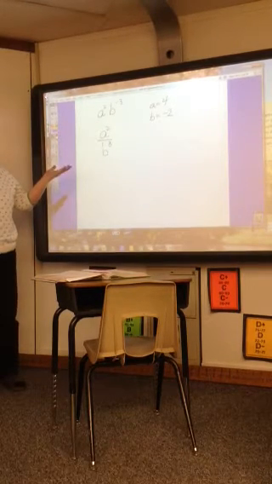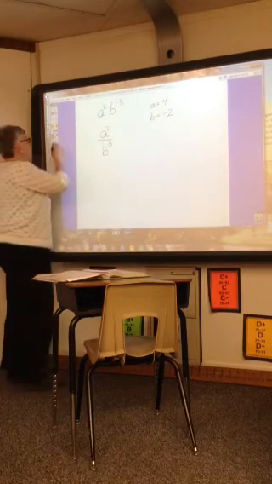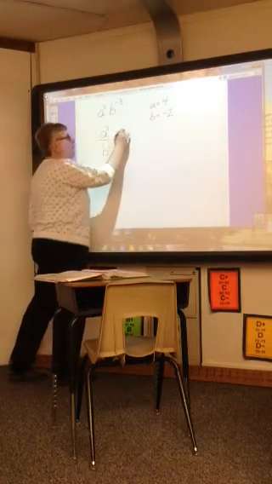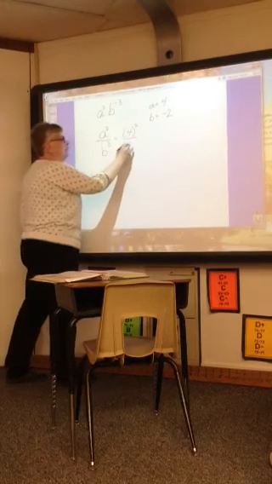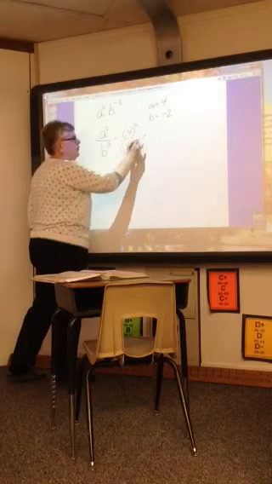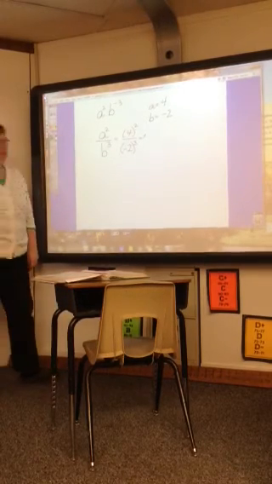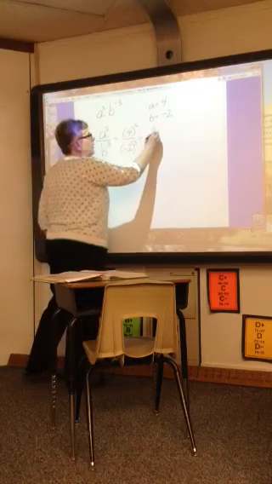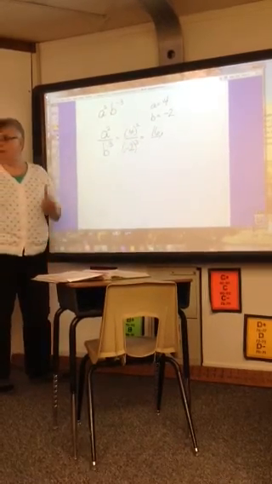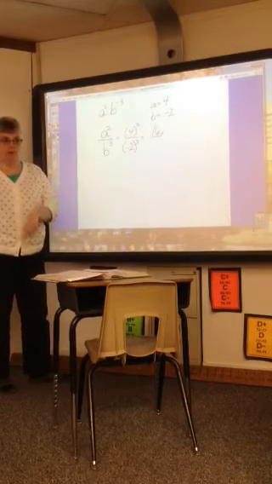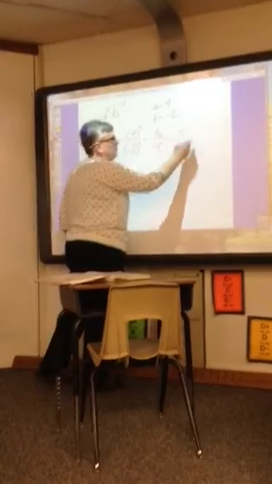Now, we need to substitute. So our numerator is now going to be, and our denominator is going to be, so, what do I have in the numerator? 16. What do you have in the denominator? -8, because a -2 times a -2 times a -2 would be a -8. And then I would reduce.